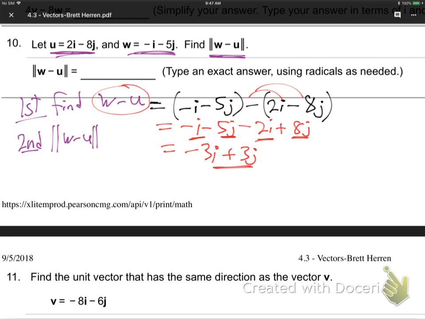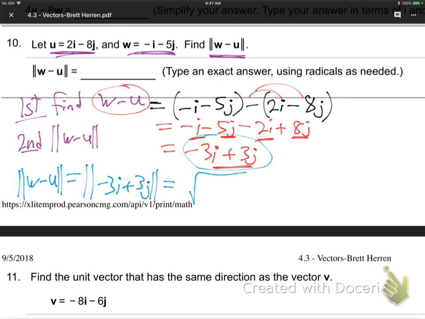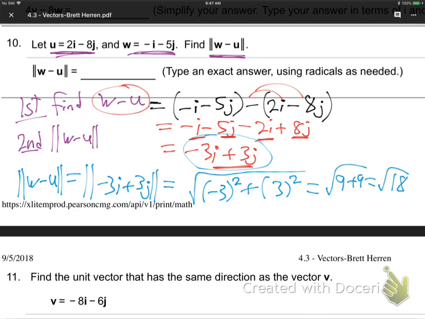Now we've got to find the magnitude of it, right? So now we say, okay, the magnitude of w minus u is the magnitude of the minus 3i plus 3j, bless you, which is the square root of x squared plus y squared. So that's going to be square root of 9 plus 9, square root of 18. We good to there so far?